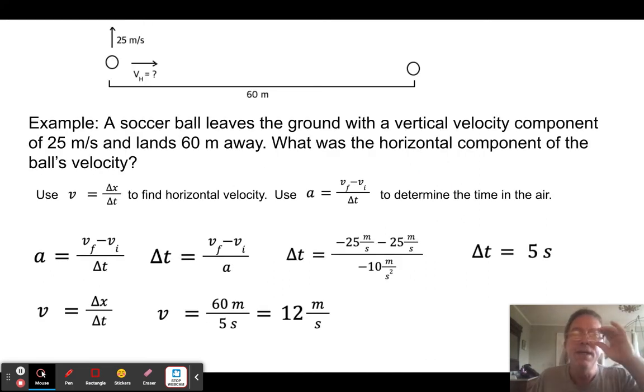Okay. So let's try this one here. Let's just read the prompt. It says a soccer ball leaves the ground with a vertical component of velocity of 25 meters per second, and it lands 60 meters away. What was the horizontal component of the ball's velocity?